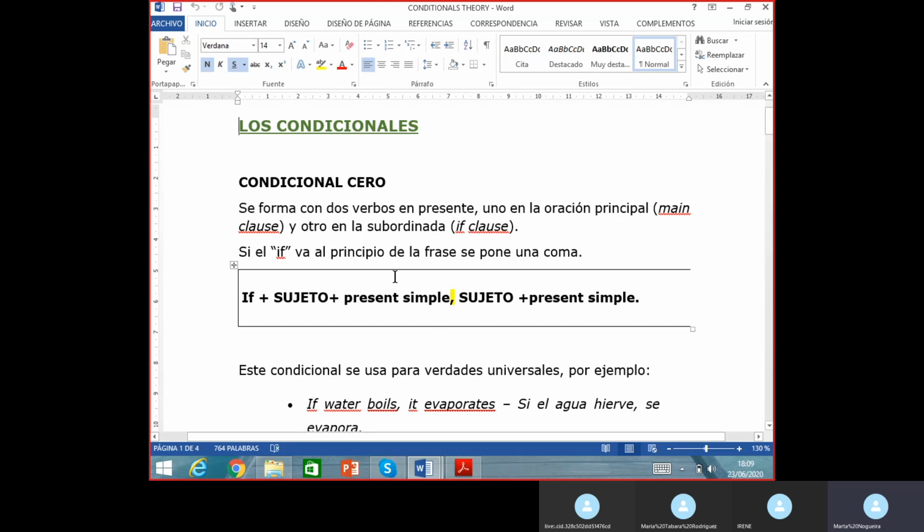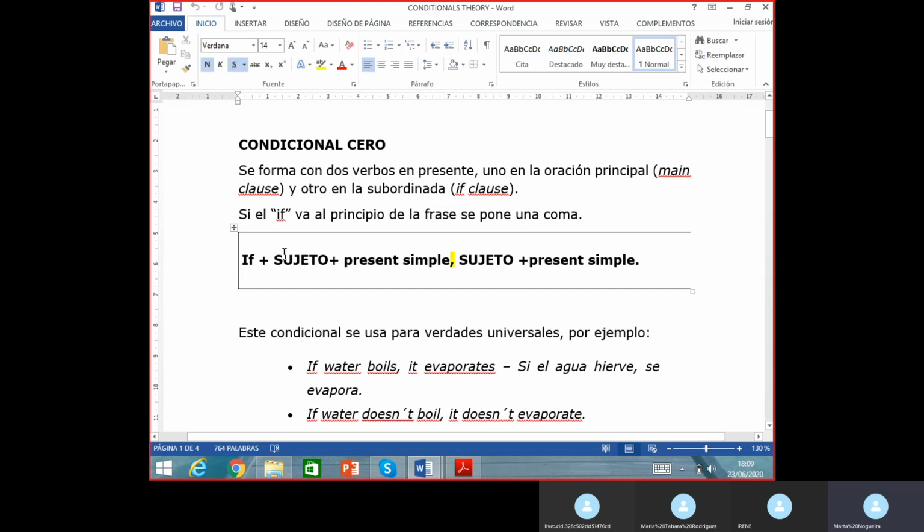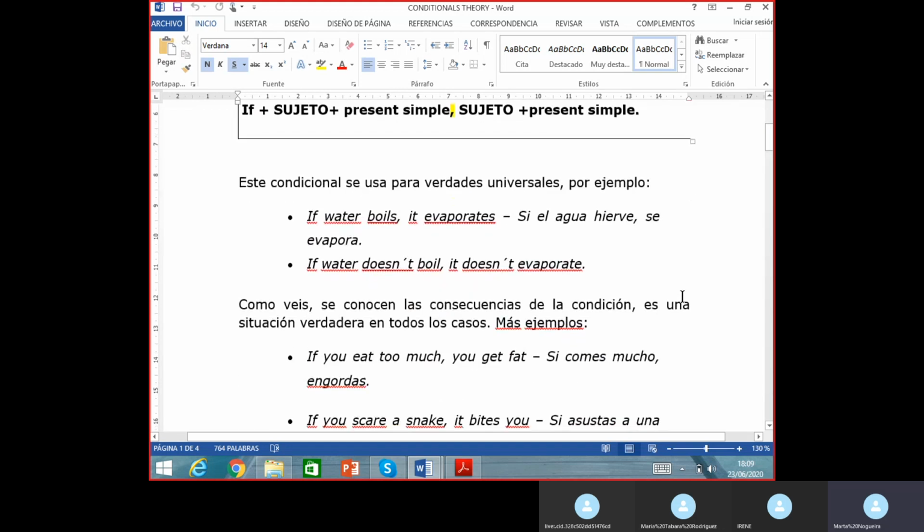So that's good. So what is the 0 conditional used for? Mainly universal truths. For example, we've got here the structure, which is if plus subject plus present simple, subject plus present simple. So if water boils, it evaporates. I take for granted, because this is the C1, that you know perfectly what the present simple is. So if you put it in the negative, if water doesn't boil, it doesn't evaporate. So, well, you know the rules of the present simple, that if you have S in the statement, then in the negative you don't have the S because you have it here. I suppose you know all of this.